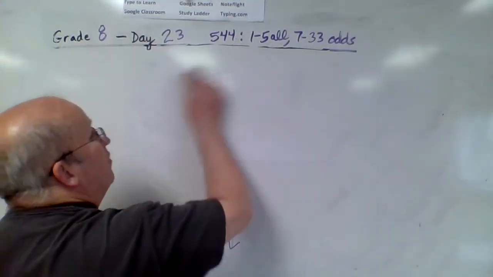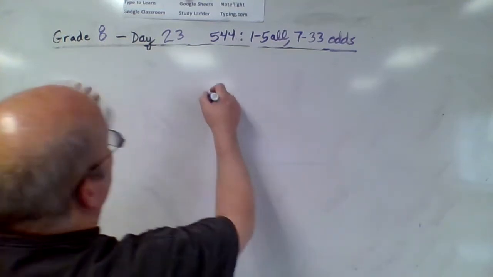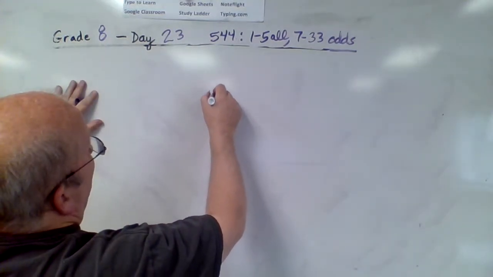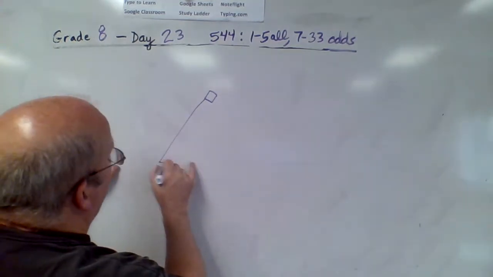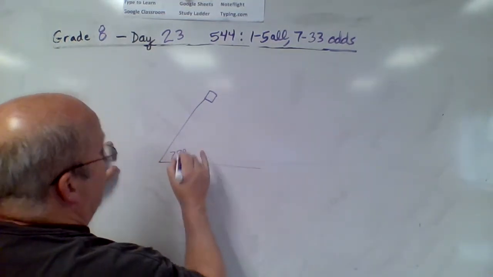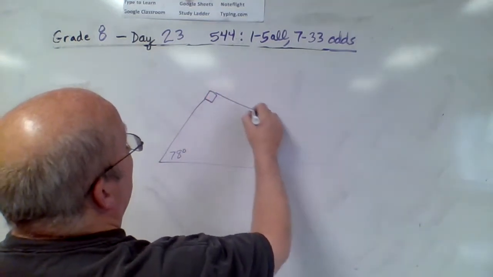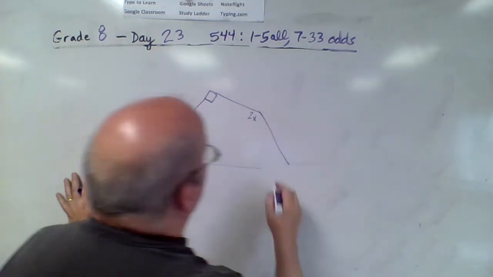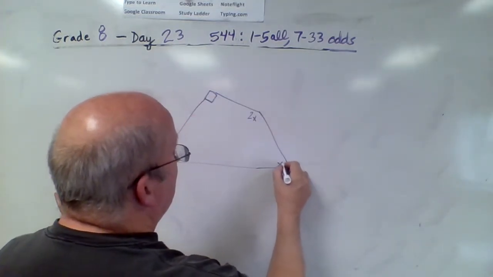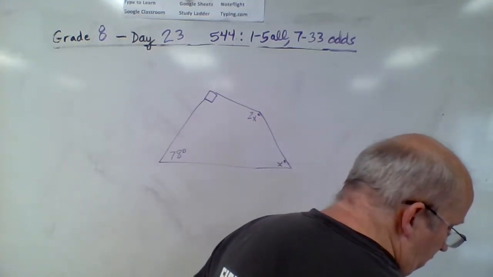Bottom of the page, number 20, we're supposed to find the value of x. Number 20, find the value of x. That's a 4-sided figure, and we're told that we've got a 90-degree angle up here, right? And we've got a 78-degree angle here. And we've got a 2x angle here. And finally, we have an x angle here. Okay. How do we solve that?